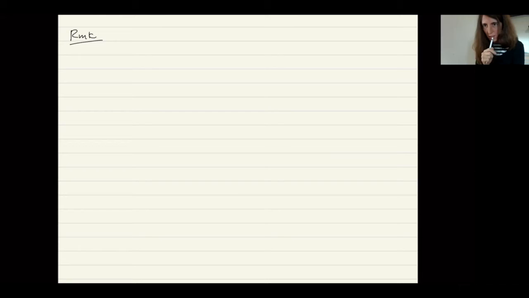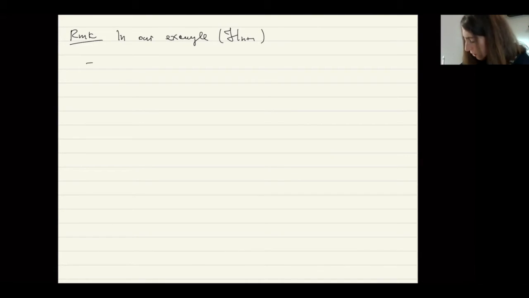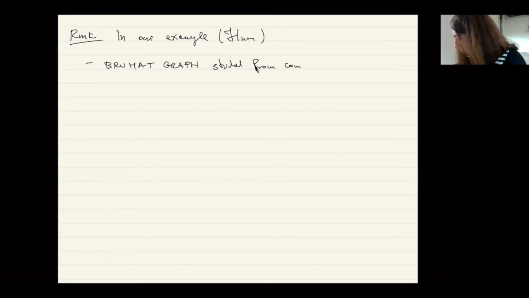So for FL_{n+1}. And actually, I could just talk about whatever Kac-Moody group for most of the points I'm going to list. But yeah, in our example, there was FL_{n+1}, with the C^{n+1} star action or C^n action. So first of all, the Bruhat graph itself has been studied from a combinatorial perspective. So it's interesting in itself.